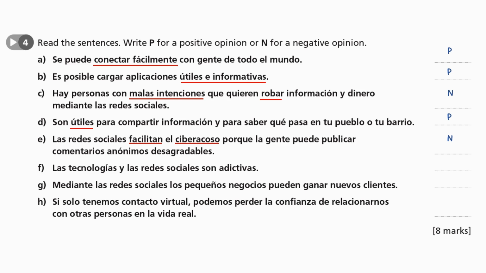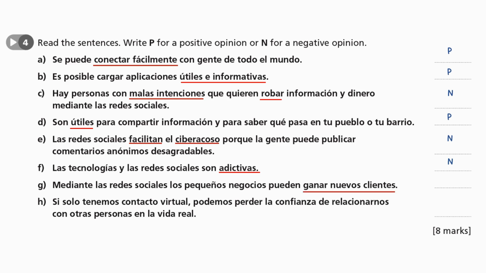Now in sentence F, it says technology and social media are. And we only have one word here, which can tell us if this is a positive or negative sentence. So if we know what the word adictiva means, we'll know that it's negative because the word means addictive. So it's really important that we know lots of vocabulary because if we didn't know what that word meant, we're just guessing. So we do need to know because especially in questions like this, it might just depend on one word.